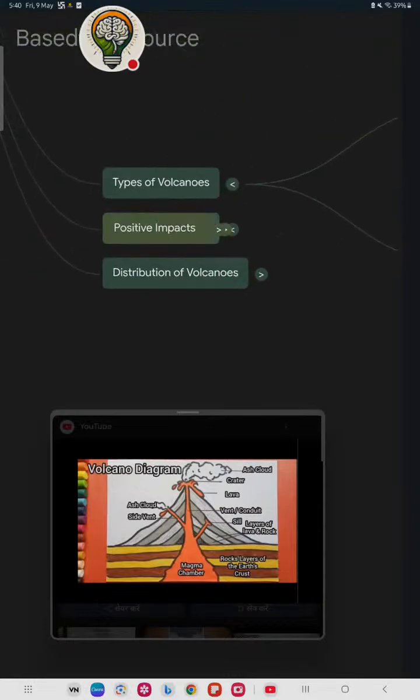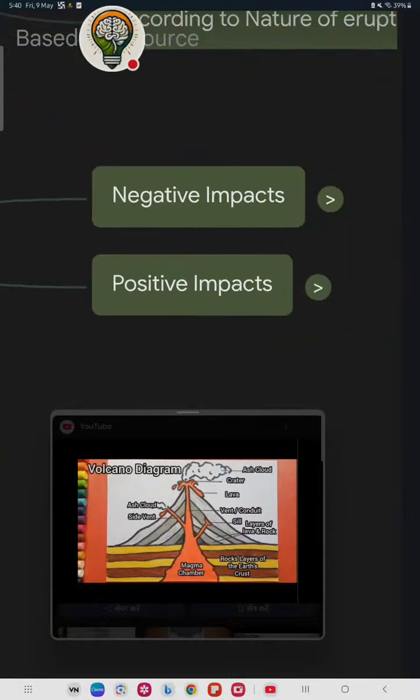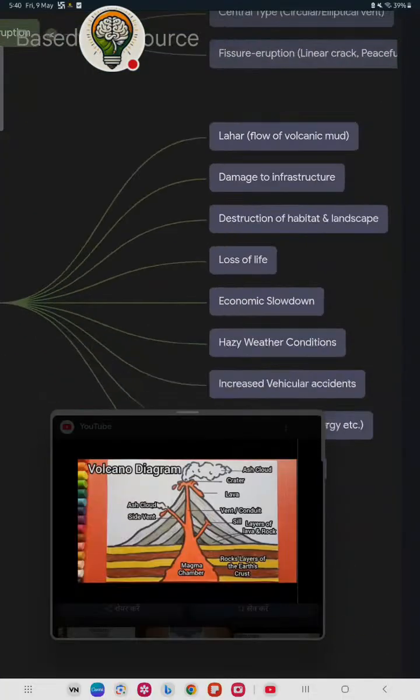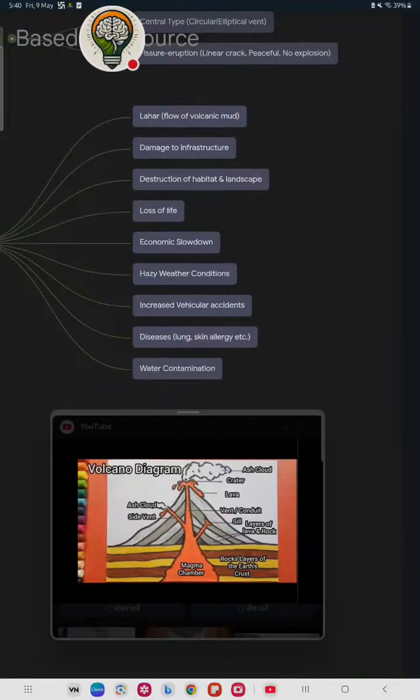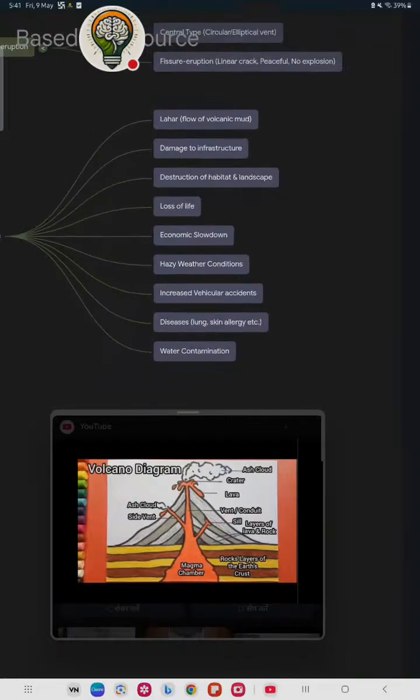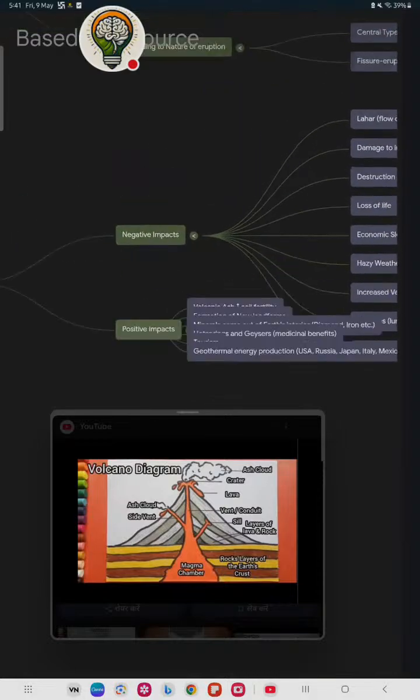Then comes the impact of volcano. First the negative impacts: lahar, the flow of volcanic mud, damage to infrastructure, destruction of habitat and landscape, loss of life, economic slowdown, haziness, changes in weather conditions, increased vehicular accidents and disease, lung and skin allergy, and water contamination.